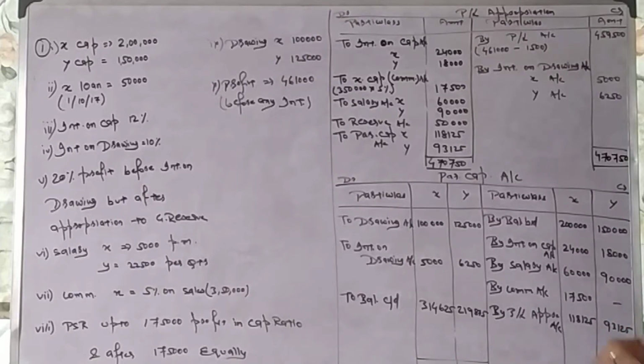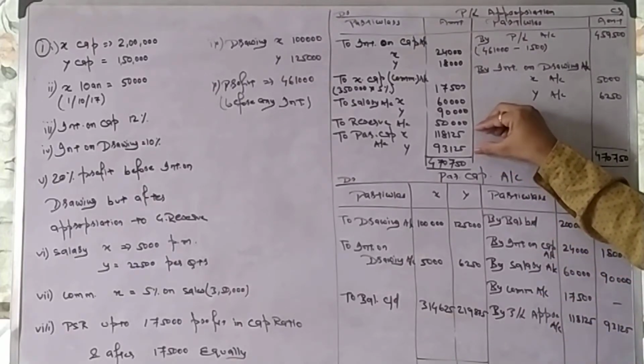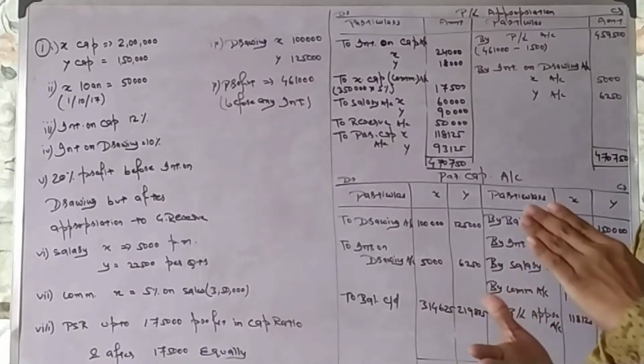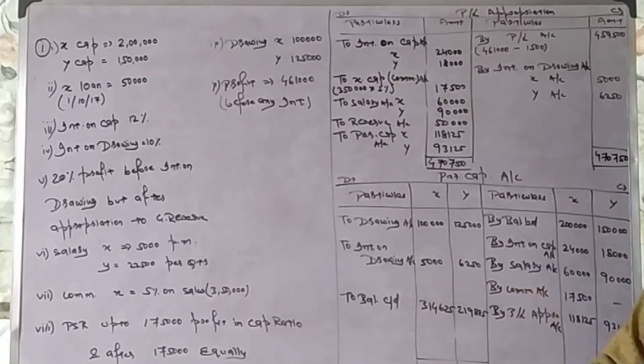I repeat my line. Total profit will come 2,11,250. Out of that, 1,75,000 will be divided in capital ratio, that is 2:1.5, and the remaining profit will be divided in equal ratio, that will be 18,000 something. So it will be divided like this. So we have prepared the P&L appropriation.